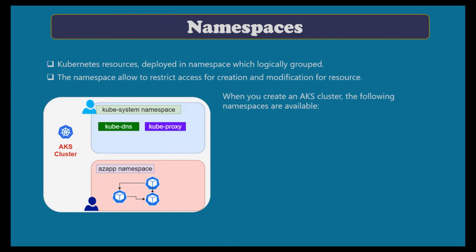When you create an AKS cluster, the following namespaces are available. By default, three namespaces will be available. First is default. This default namespace is where pods and deployments are created by default when none is provided. When we deploy any pods or deployments, we can specify the namespace, but if we do not specify any namespace, it is created in the default namespace by default.